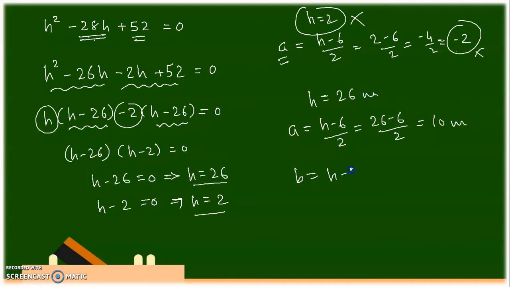So b equal to h minus 2. So h is 26, so 26 minus 2. So that is 24 meter. So this is our answer. In this triangle, the hypotenuse is 26 meter, the shorter side is 10 meter, and the third side is 24 meter. So this is our answer.